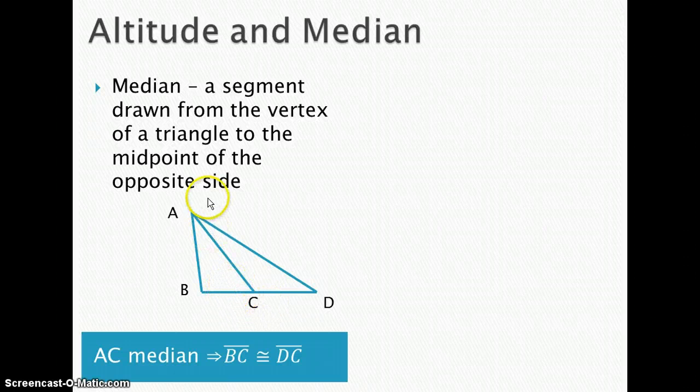But if you notice here, it's basically a bisector. It's going to take that segment BD and break it into two equal parts. Median, if you think back to driver's ed, it's the middle of the road. So there's that divider in the middle of the road. It's going to break it into two equal parts, and that's where you're going to find a median.